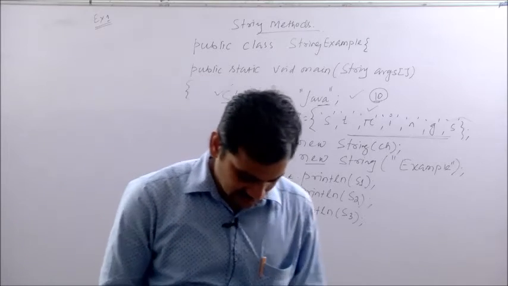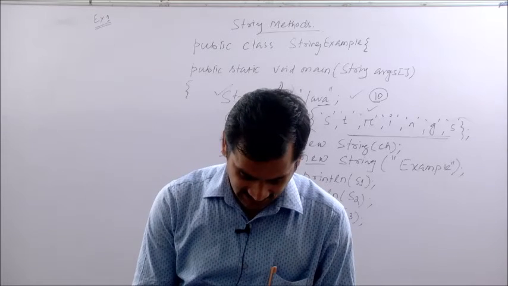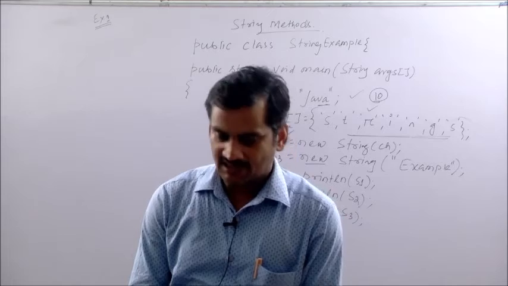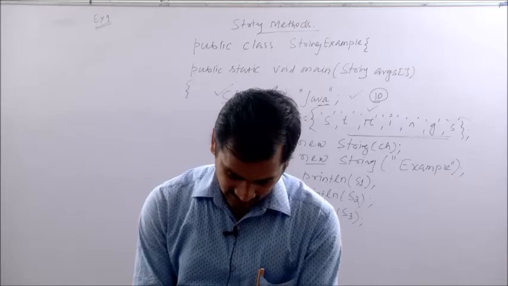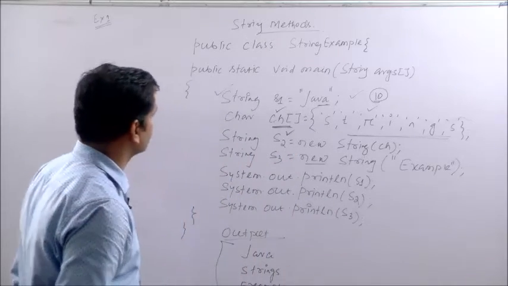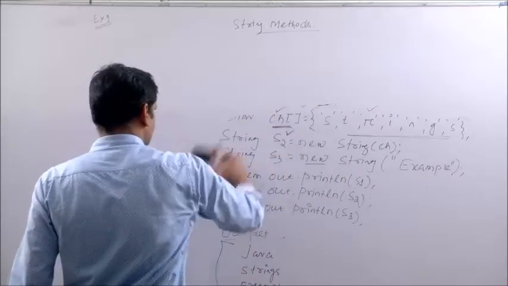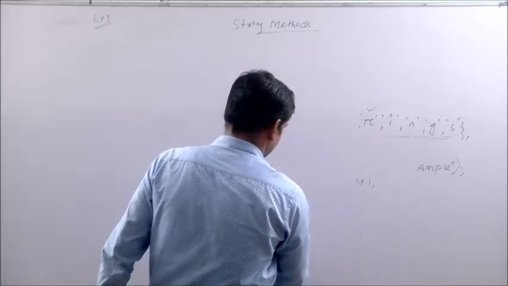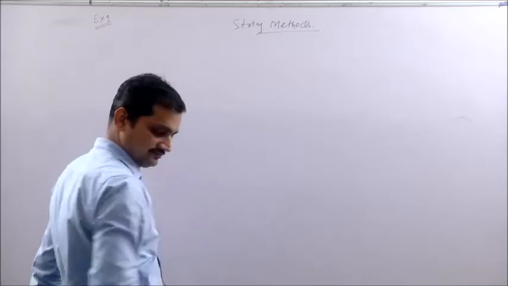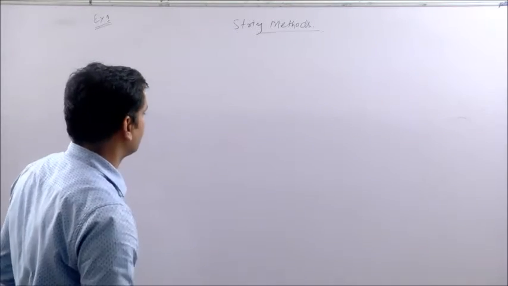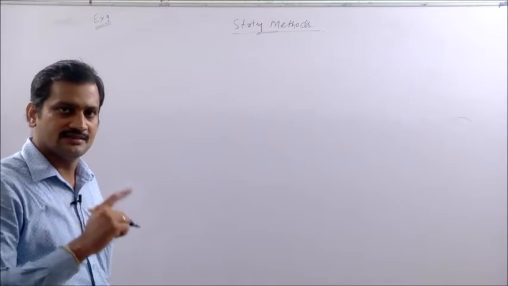Now, after this we will discuss some of the string class methods. This is about the string class, how we can create one string object, how we can create string objects. Then we will discuss string class methods. What are the methods available in the string class? String class methods can be called by any object of the string class.